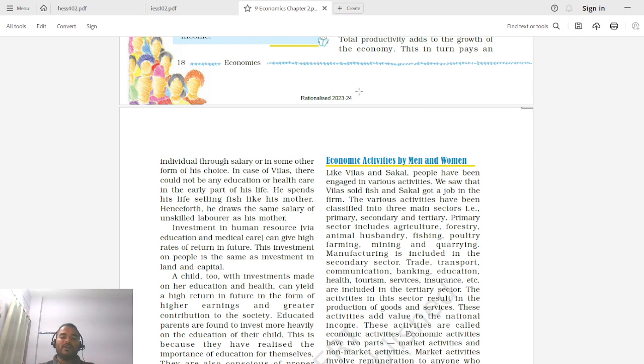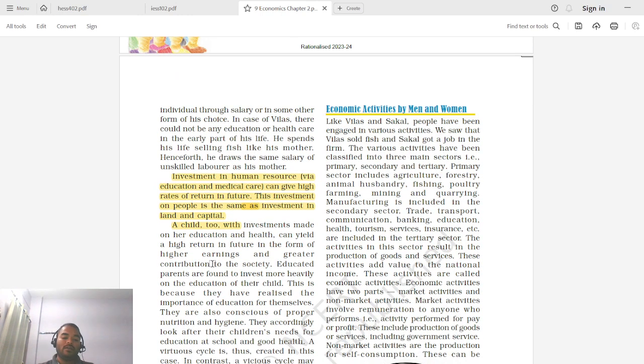So we have already seen that due to the attitude of these two persons and due to the conditions of these two friends, how their life changed. So investment in human resource via education can give higher rate of return in future. What is important is that investment in education is of paramount importance because it can give you higher returns. This investment on people is the same as investment in land and capital. So this investment should be looked at the same as we make investments in land and capital.